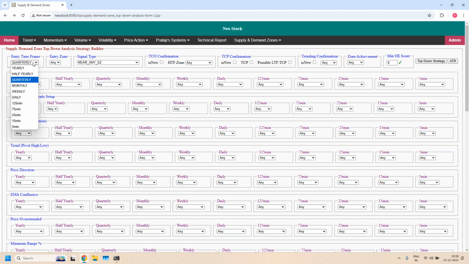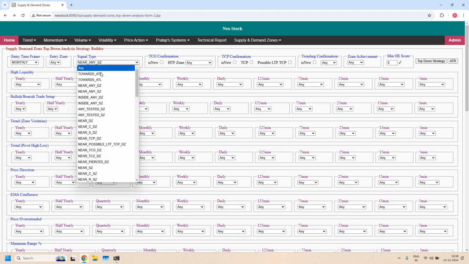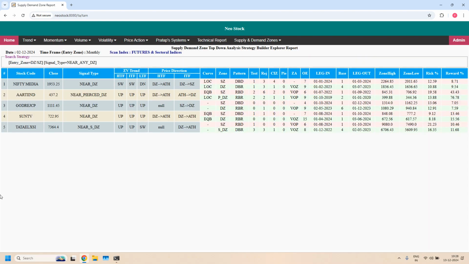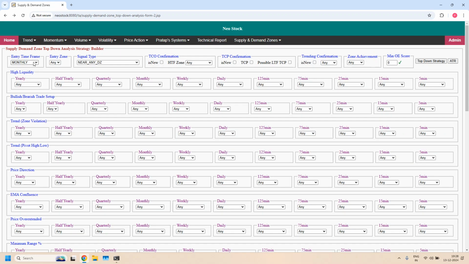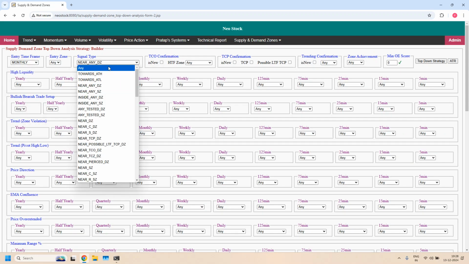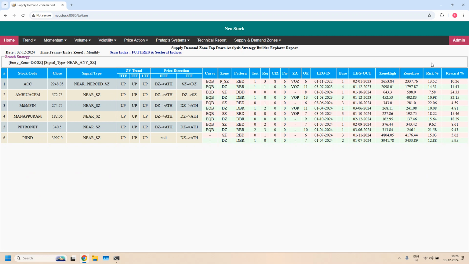Okay, next time frame is monthly. Stocks near monthly demand zone, 5 stocks are filtered. Next monthly time frame, stocks near monthly supply zone, 6 stocks are filtered.